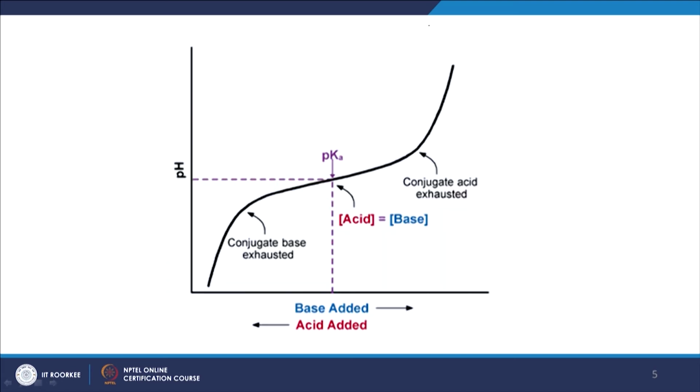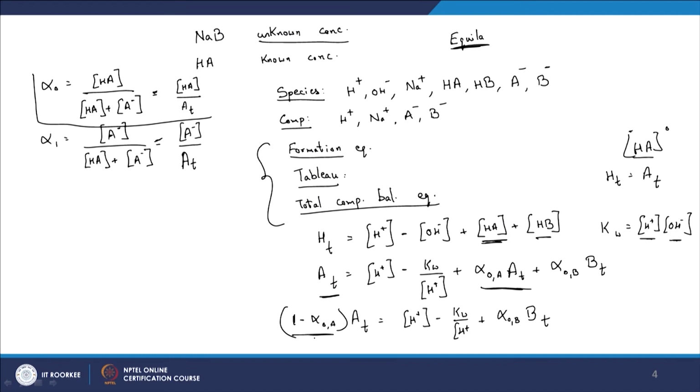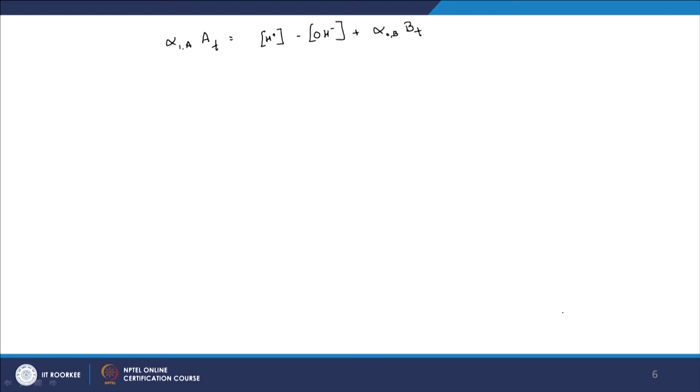So alpha 1 of A into A total would be equal to the concentration of H plus minus the OH minus concentration plus alpha naught of B into B total. Let us just check that for a second. Alpha 1 of A into A total, H plus minus OH minus concentration plus alpha naught of B into B total. That is what we have.